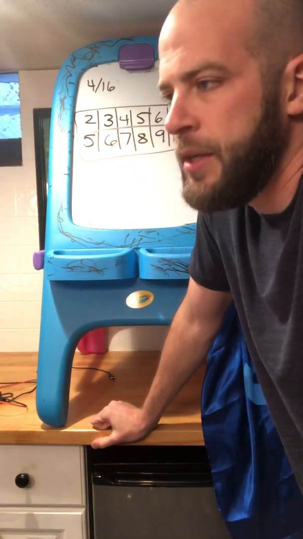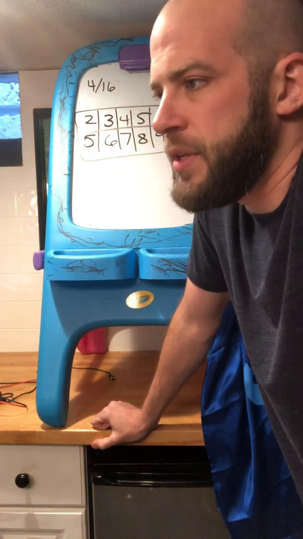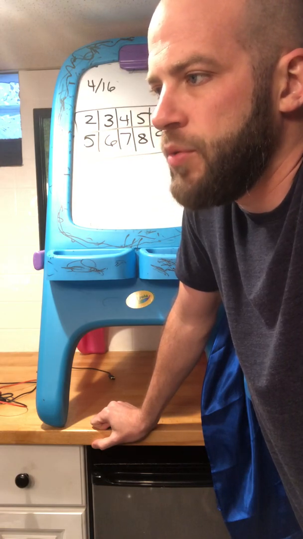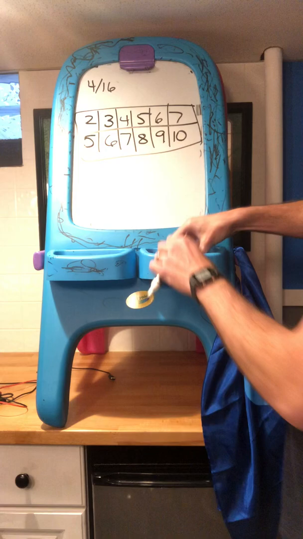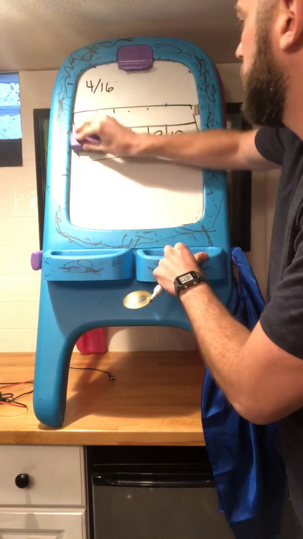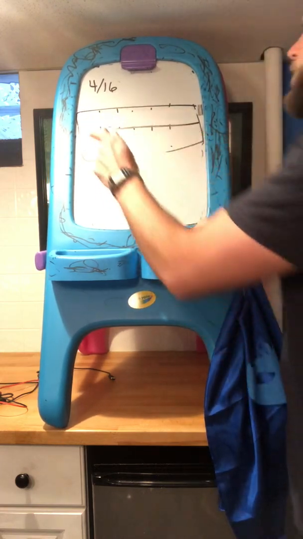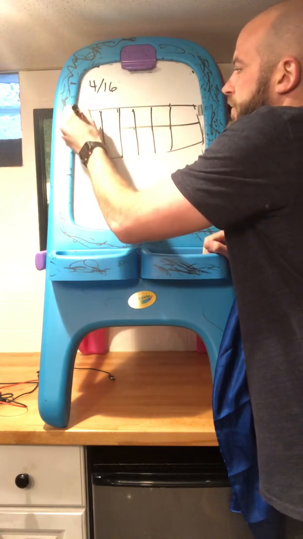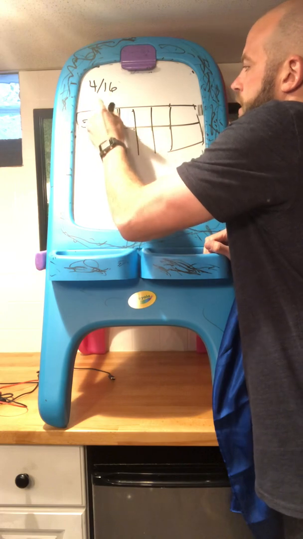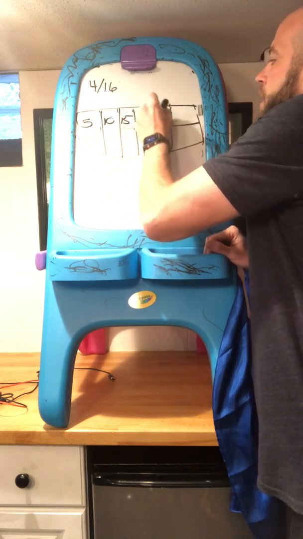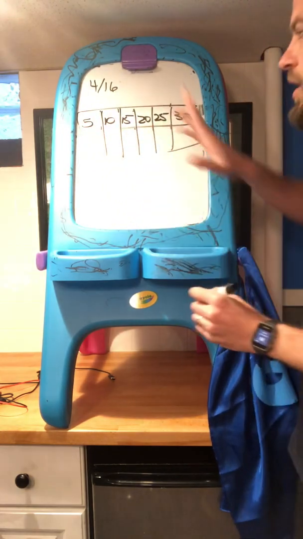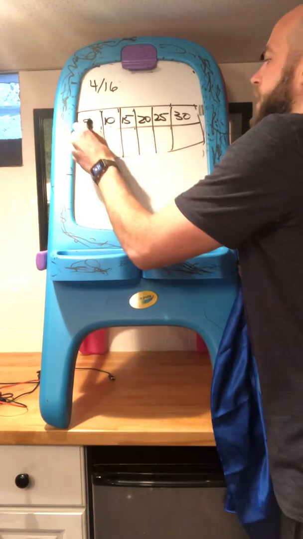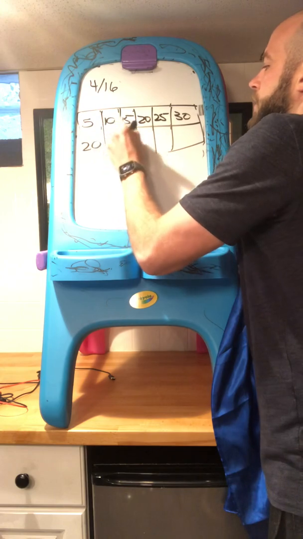Complete the table. The top row begins with 5 and then adds 5. The bottom row begins with 20 and then adds 20. So 5, 10, 15, 20, 25, 30. Starts with 5 and adds 5 each time. The bottom one starts with 20 and adds 20.